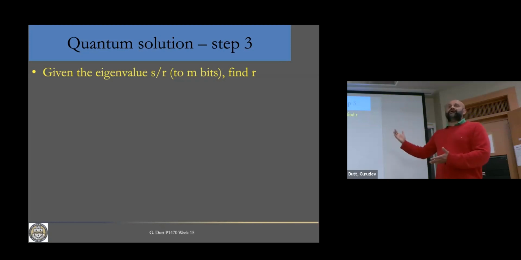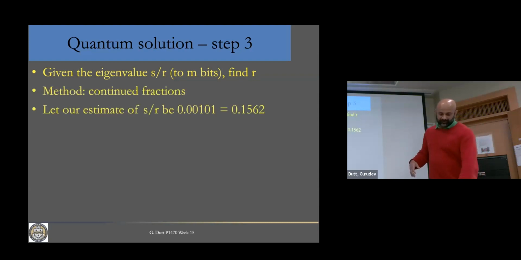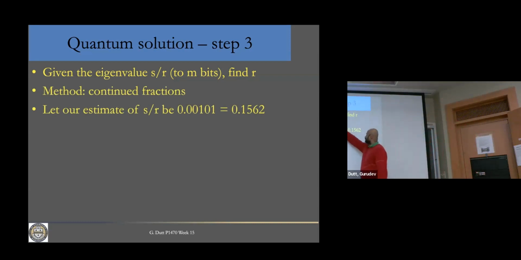But now that I have the eigenvalue S over R to M bits of precision, I still need to find R itself. That is a further algorithm, but luckily it's a completely classical arithmetical algorithm. It's called the method of continued fractions. You don't need to know it too well, but I think it's pretty neat, so I'll just show it to you in a quick sketch.